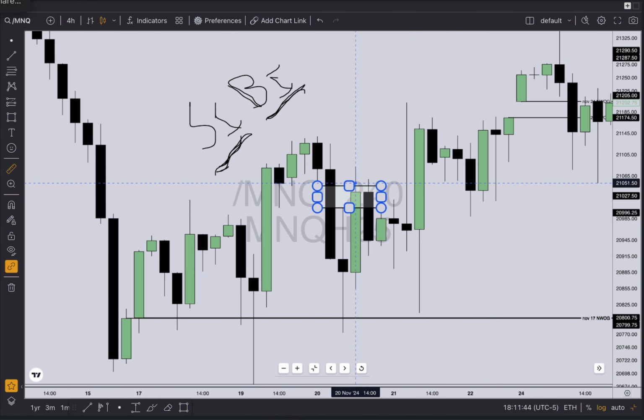And again, it doesn't have to close fully. As long as we have a wick in this, the candle can close here and we're good. The candle can close here and we're good. The candle can close fully and we're good. As long as we have a wick or a candle that is filling this imbalance, that's all we need.